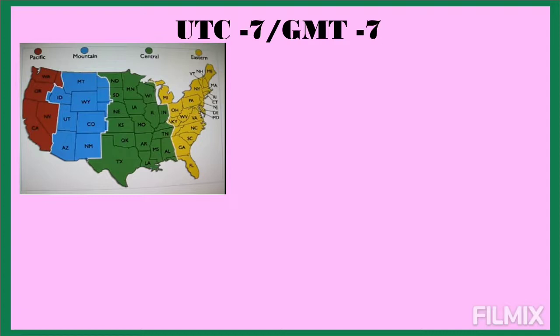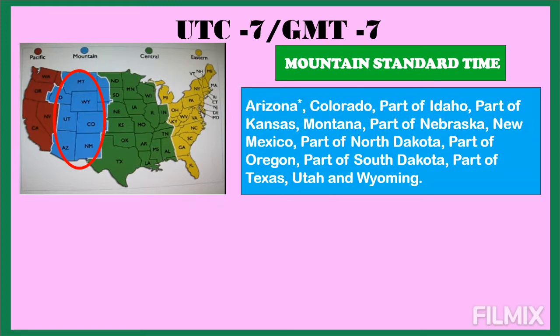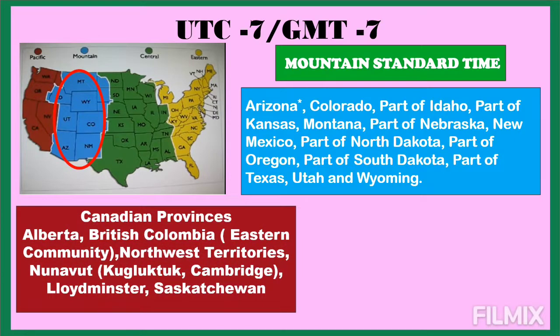This is the map of the USA. The blue one is the mountain part, and they are using Mountain Standard Time. Okay, like Arizona, Colorado, parts of Idaho, parts of Kansas, Montana, parts of Nebraska, New Mexico, parts of North Dakota, part of Oregon, part of South Dakota, parts of Texas, Utah, and Wyoming. And also, we have Canadian provinces here: Alberta, British Columbia, the Eastern Community, Northwest Territories, Nunavut, and Saskatchewan.